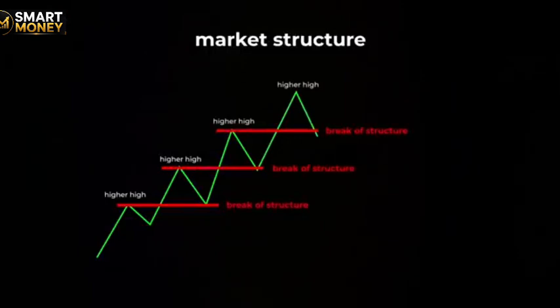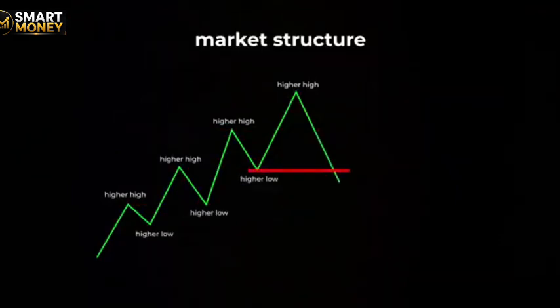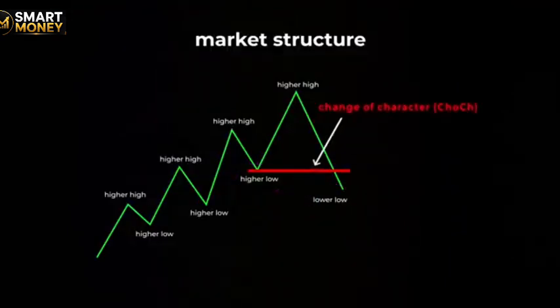Now, of course, markets don't stay in an uptrend forever. At some point, the trend will change. This shift happens when the previous lows are broken, leading to the formation of lower lows. Remember, before the break, we have higher lows, but once the price breaks those levels, they become lower lows. This break of the previous lows during an uptrend is called a change of character. Why? Because it shifts the character of the market from an uptrend structure to a downtrend structure, and the cycle repeats itself.